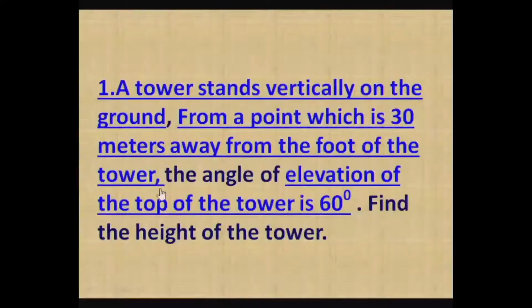Now, let us find a problem. Here note down this problem. See, a tower stands vertically on the ground. From a point which is 30 meters away from the foot of the tower, the angle of elevation of the tower is 60 degrees. Find the height of the tower. How we have to draw? Let us have a look.